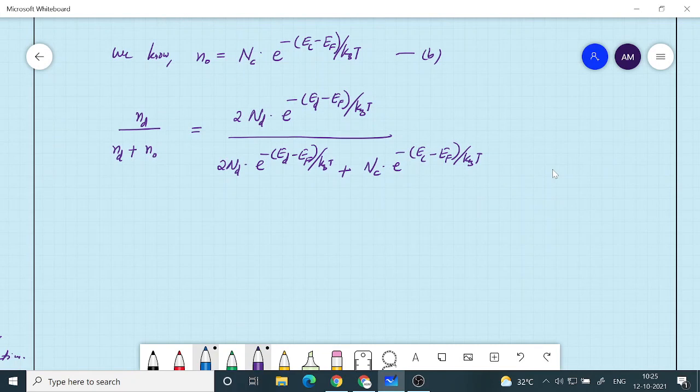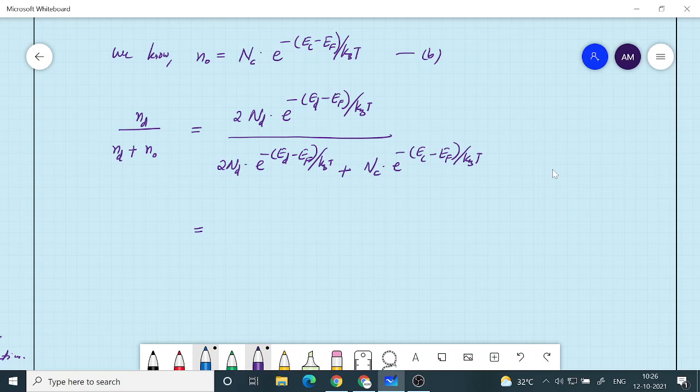How much of the donor level is occupied? Is it very much occupied at room temperature? It will also depend on temperature, because T will decide your Nc and this exponent also. Now how to simplify this?